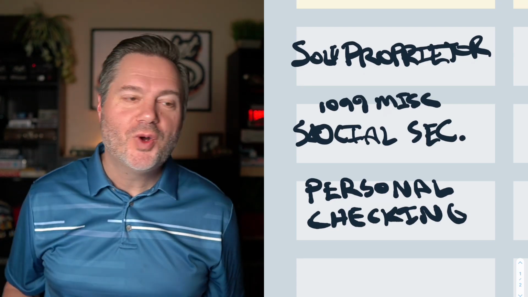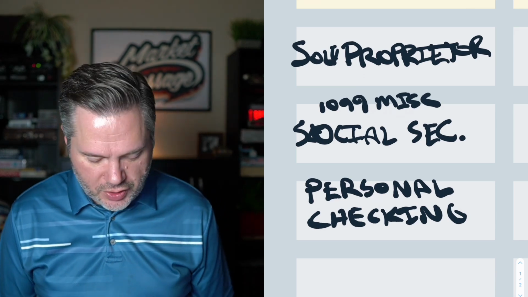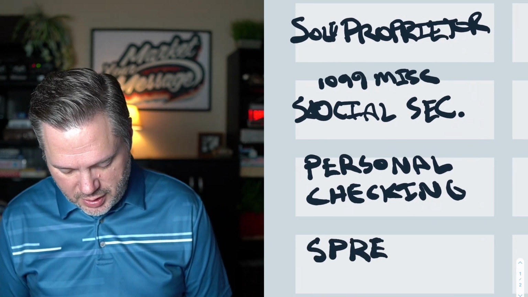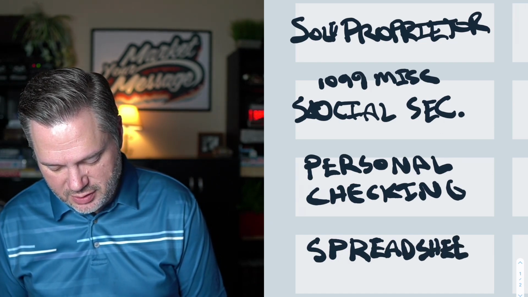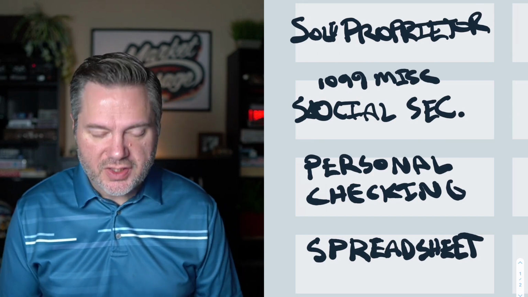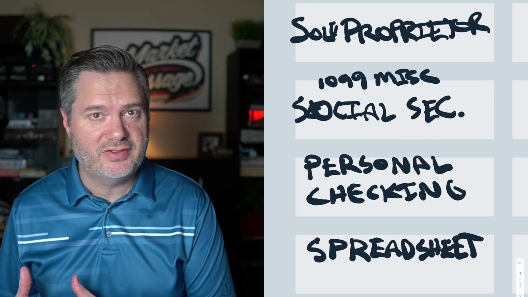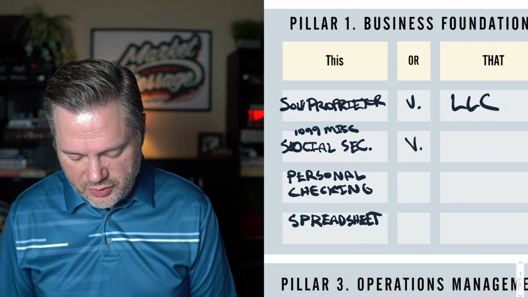All right, so you're probably operating in this capacity, and then you might be keeping track of your income and expenses on a spreadsheet since you don't have a separate checking account, right? So this is where a lot of people are. But you say, Jonathan, how can I officially set this up as a business? And that's where we're going to move to the other side.